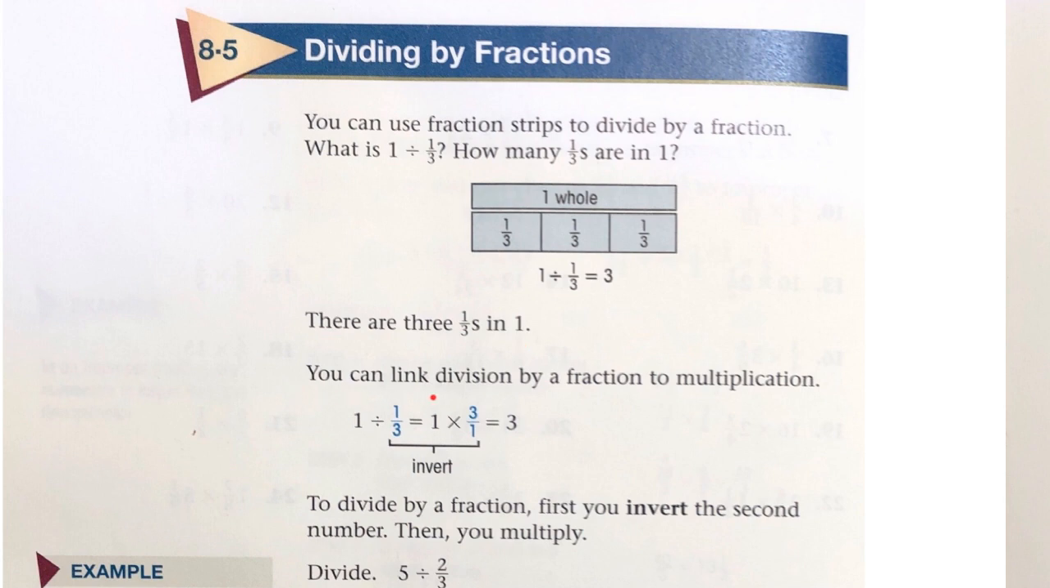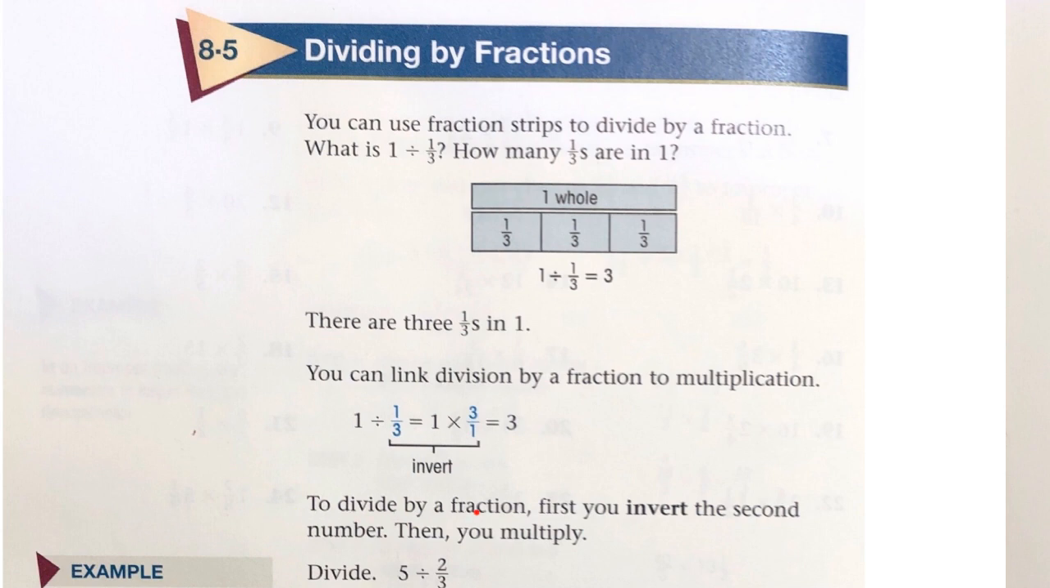You can link division by a fraction to a multiplication. 1 divided by 1/3 is 1 times invert 1/3, which means flip it upside down. So now it is 3 over 1. That equals 3. So that's how you can link division by a fraction to multiplication.